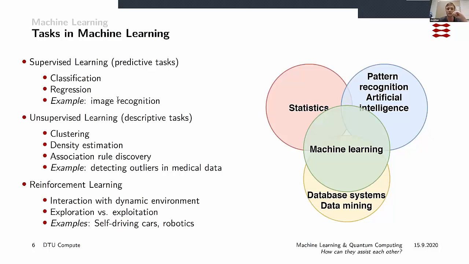A great example of this is, as I said, image recognition. And this is supervised learning, supervised meaning there has been a human sitting down and actually labeling all the images. We can also think of the unsupervised learning task, which is more of a descriptive task where we want to find clusters in the data.